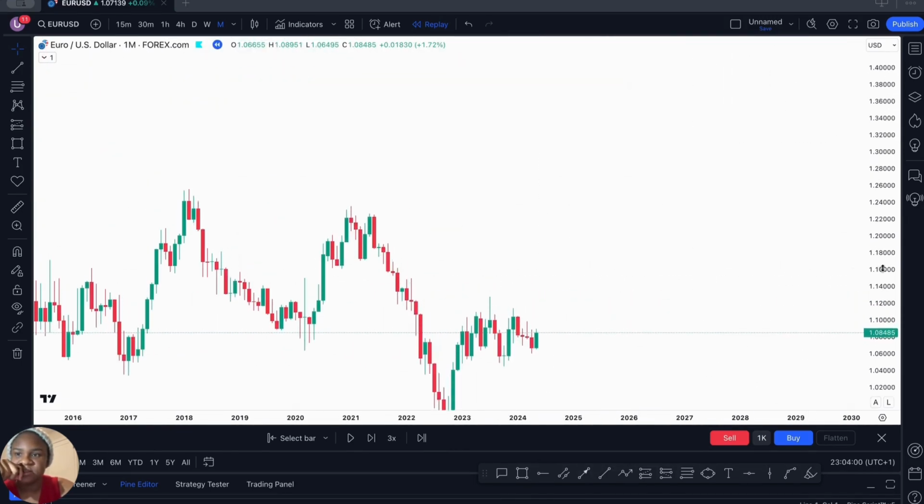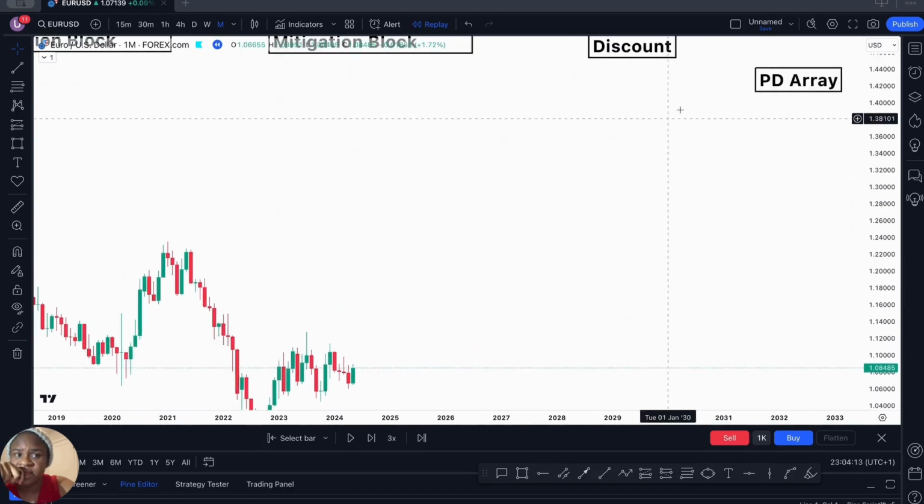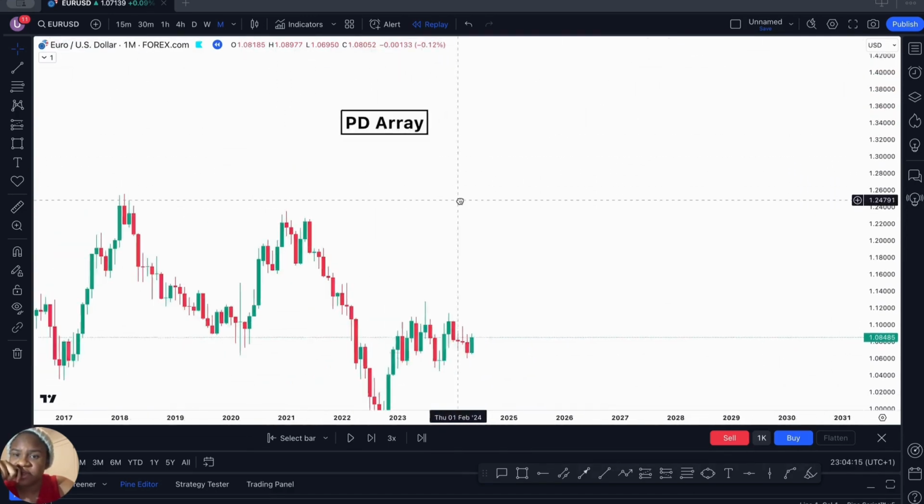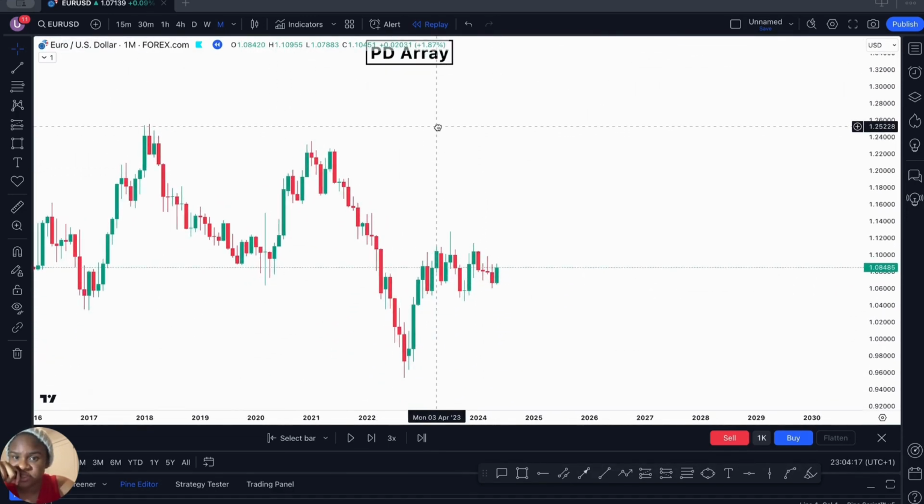This is our chart on EUR/USD. I'm going to start with 1 month, and I'm going to tell you a story of what this market is telling me. This is how you use PD array. I want to show you how powerful this is.